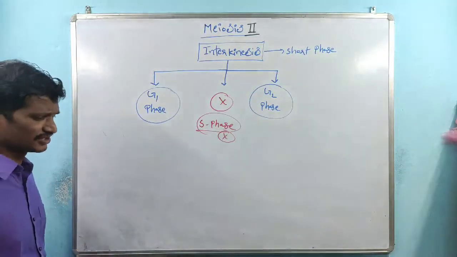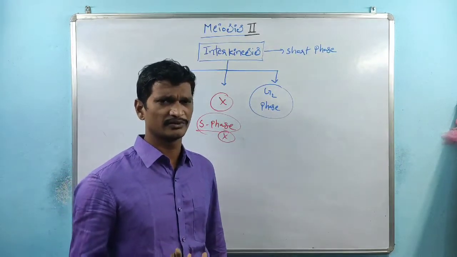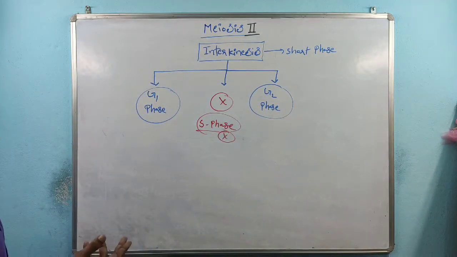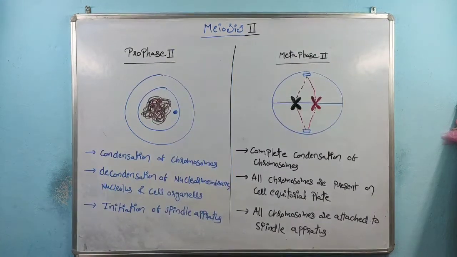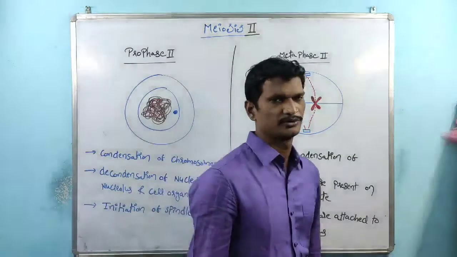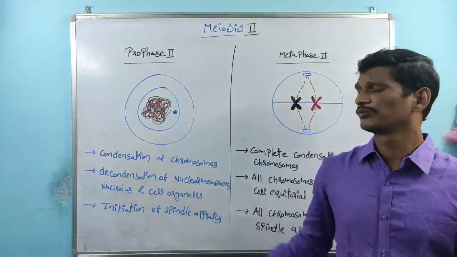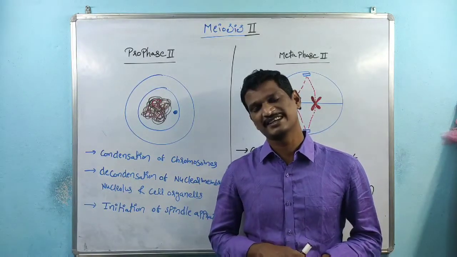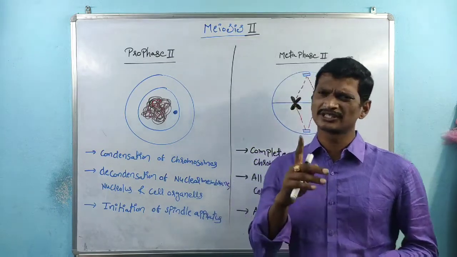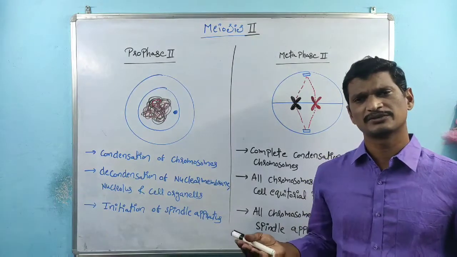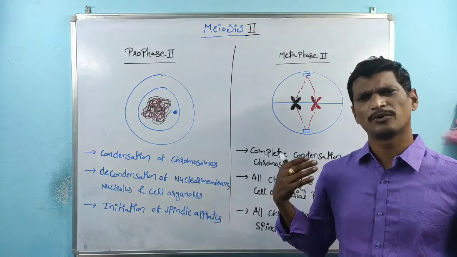Right after interkinesis, again there are prophase 2, metaphase 2, anaphase 2, and telophase 2. We'll discuss prophase 2 first, then metaphase 2, anaphase 2, and telophase 2. After the interkinesis phase comes prophase 2, and the next phase is metaphase 2. Every point is similar to mitosis, which we discussed. There is only one difference, within anaphase 2: anaphase 1 is different from anaphase 2. Remaining points are similar.